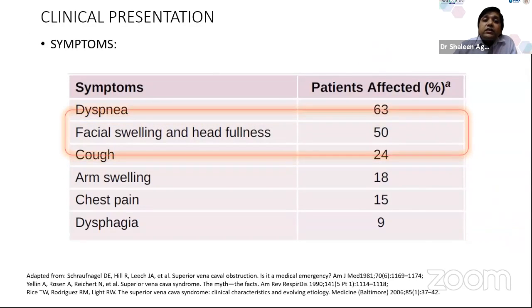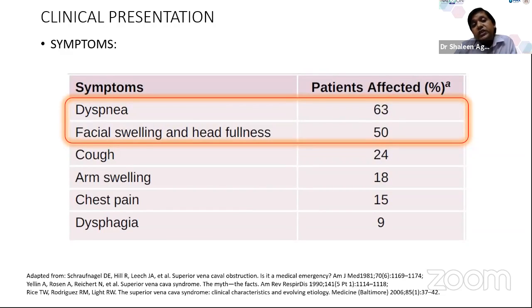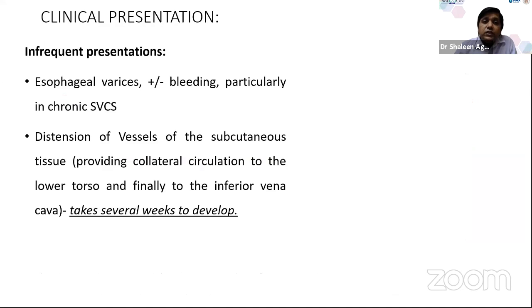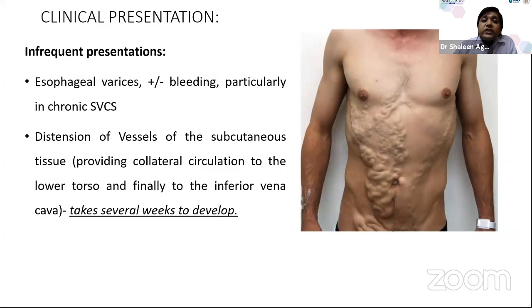The most common clinical symptoms with which the patient presents are dyspnea, facial swelling, and fullness of the head, which occur in more than 50% of cases. Other common findings are cough, arm swelling, chest pain, and dysphagia. Infrequently, when there is a long-standing SVCS, there can be presentation of esophageal varices, which may present with bleeding also. However, the distension of vessels of the subcutaneous tissue takes several weeks to develop. So a patient developing esophageal varices or subcutaneous vessel distension will have a long-lasting SVC obstruction.